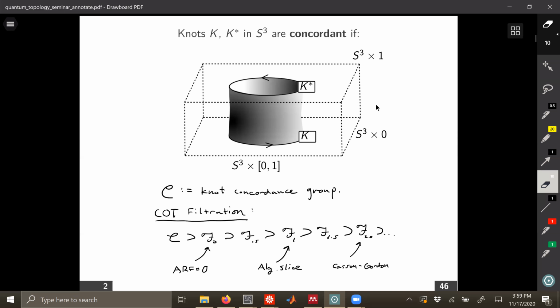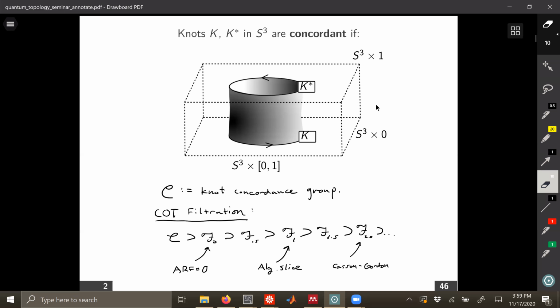At F0, you see the knots where the Arf invariant vanishes. At F1, you see the knots which are algebraically slice. Those are the knots which have a Seifert matrix with a half-dimensional block of zeros in it. Then as you keep going down to F2, you see the knots which have vanishing Casson-Gordon invariants, and so on and so forth.